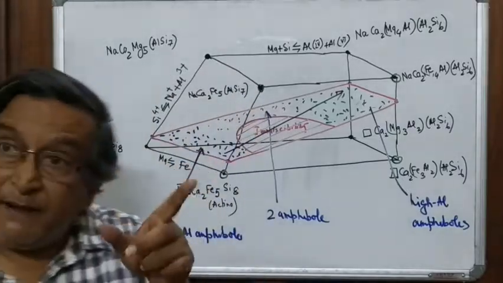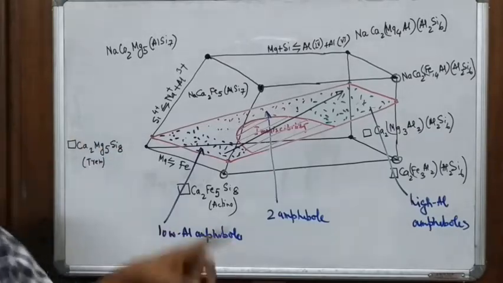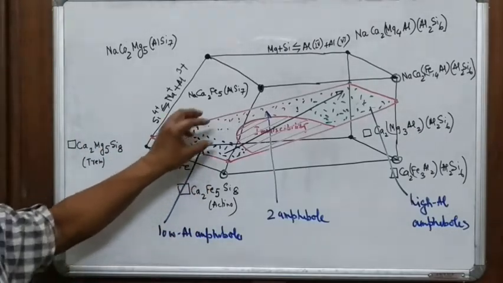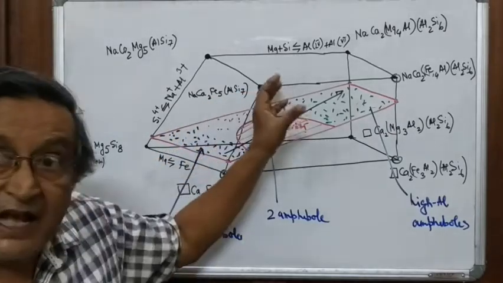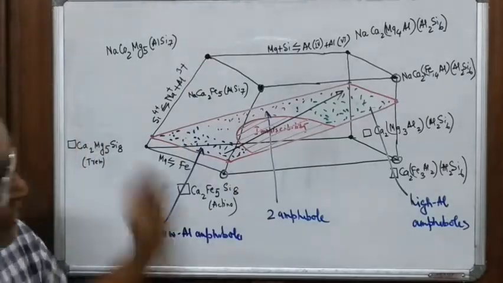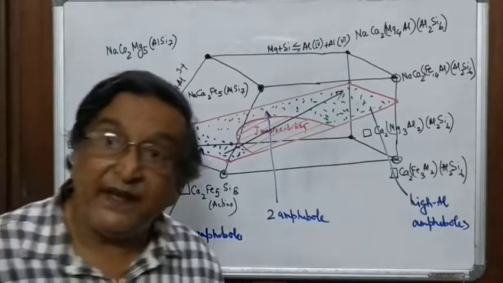Because if you remember the diagram in the last video lecture, I was talking of albite in the greenschist facies, albite-oligoclase in the epidote amphibolite facies, and then oligoclase-andesine in the amphibolite facies, and andesine in the granulite facies. So that is very important.